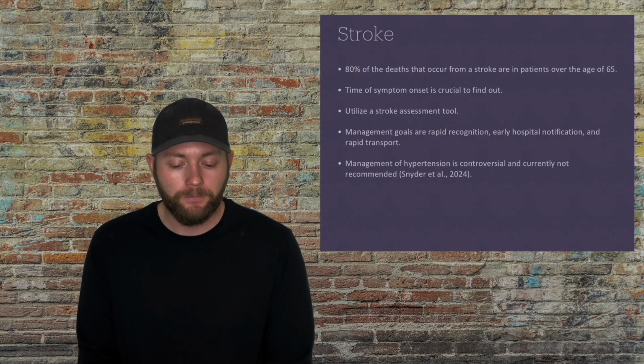When performing a neurological exam for a stroke, use a stroke assessment tool like Los Angeles Pre-Hospital Stroke Screen, Cincinnati Stroke Scale, or another type of assessment tool that your agency may have created. This is going to help accurately identify the presence of a stroke and increase that patient's ability to receive appropriate care at the correct facility.